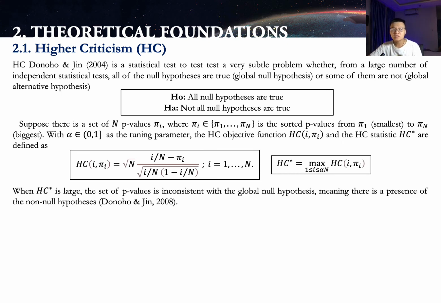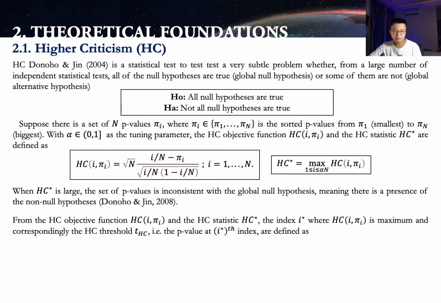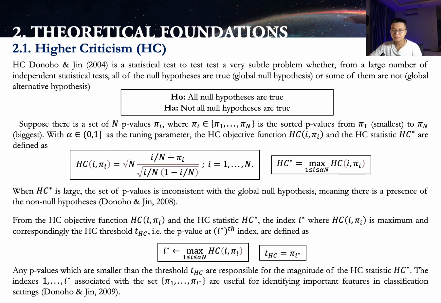When HC is large, the set of p-values is inconsistent with the global null hypothesis, which means there is enough evidence to support the global alternative hypothesis. From the HC objective function and the HC statistics, we get the index i star, where HC is at its maximum, and the corresponding HC threshold is defined as follows. This is very useful for feature selection in classification settings, as we will see in a moment.